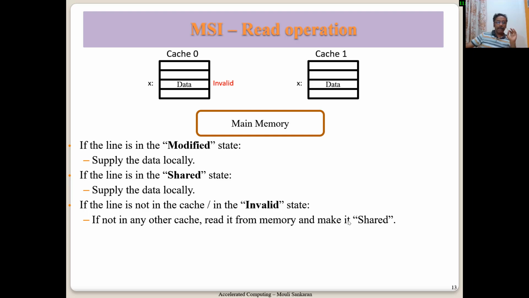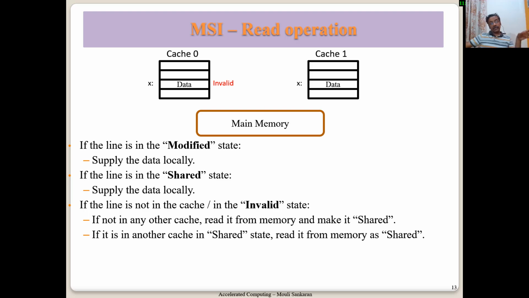It remains in the shared state. Now if it is in another cache in a shared state, suppose the same block is in other cores also in a shared state, and you don't have it with you, what you can do is read it from the memory, because memory is in sync with the other copies in the caches. So I read it from the memory and keep it in shared state.